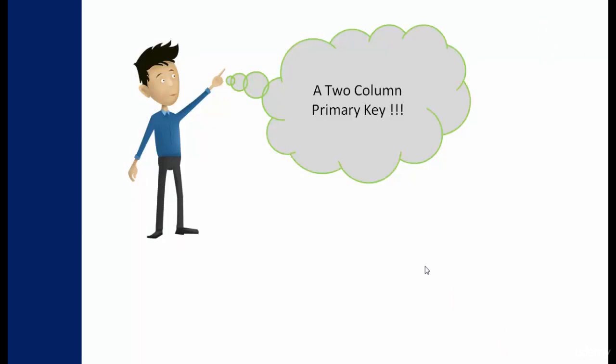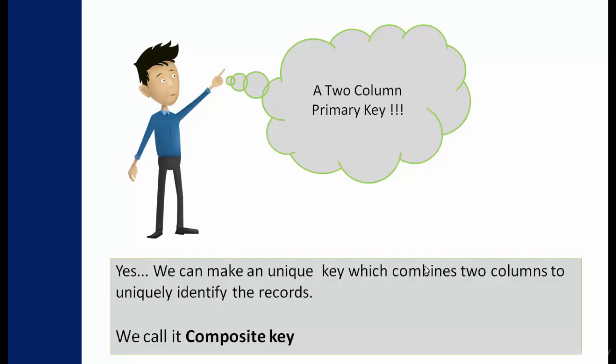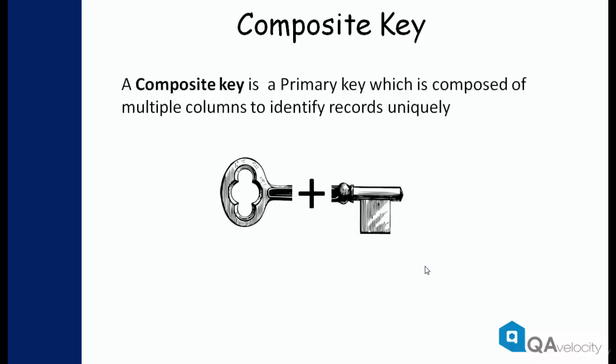What the heck? A 2-column primary key? Can I combine multiple columns to create a primary key? Didn't we discuss that a primary key should be a single column? I believe you also have the same question in your mind. Yes, we can make a unique key which combines 2 columns to identify the records, and we call it a composite key. So what exactly is this composite key? A composite key is a primary key which comprises multiple columns to identify records uniquely.